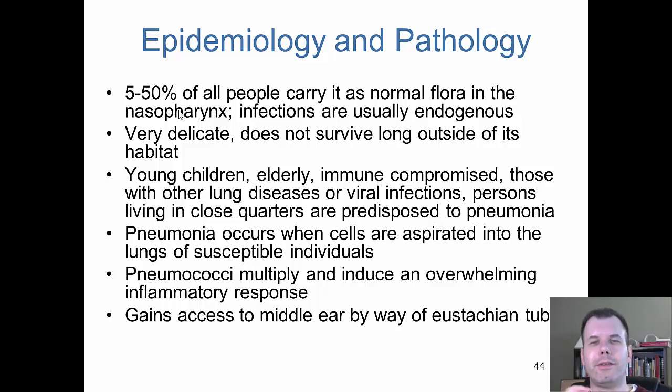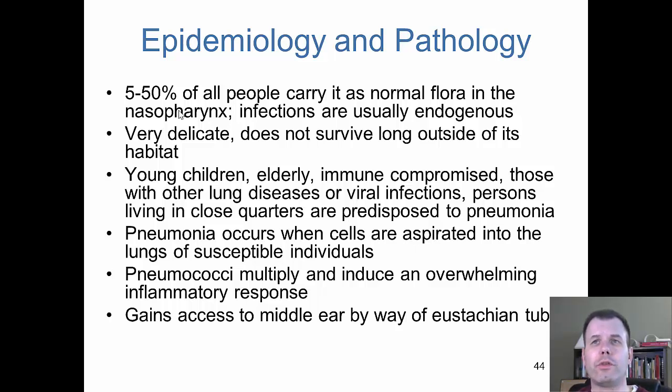Now, what's interesting about it is that it's very delicate, meaning that it can't be taken out of its environment. So if it's hiding in you, it's not going to leave you very well, because it is very delicate. Now, again, it can be passed from person to person when you cough or sneeze, but typically it's an endogenous infection. People are carrying it, and those that are carrying it will be the ones close to the kids or the older people. Again, the young, the elderly, the immune compromised, and those living with other lung diseases or viral infections are most susceptible. So where do we see it most? In people that have the flu. The secondary infection they get is pneumonia.